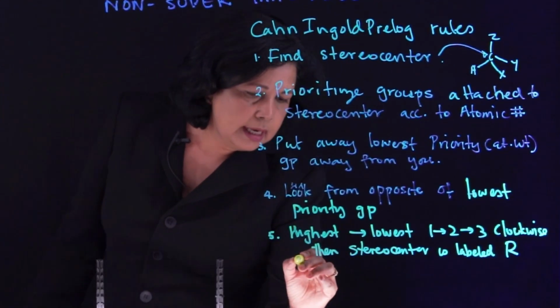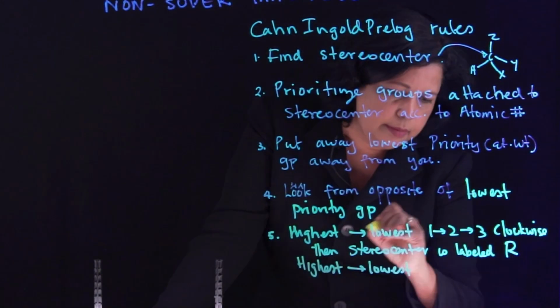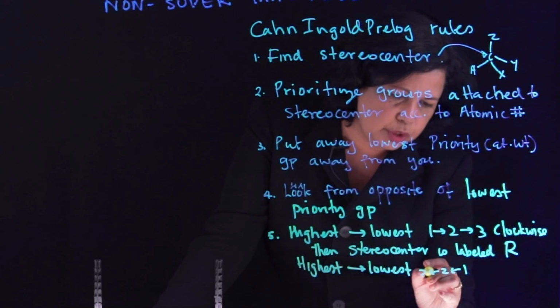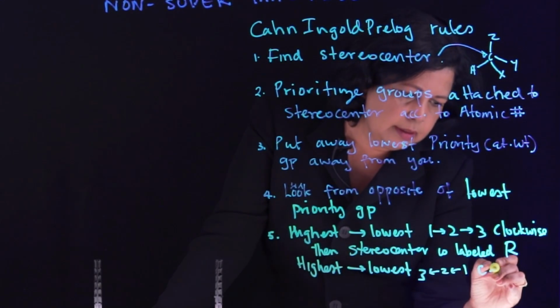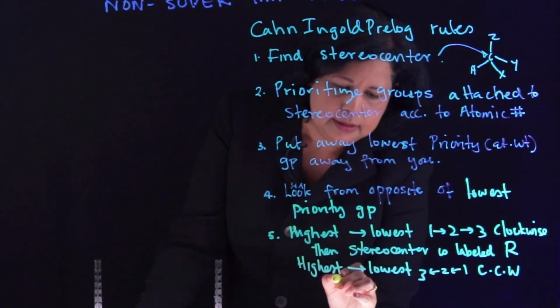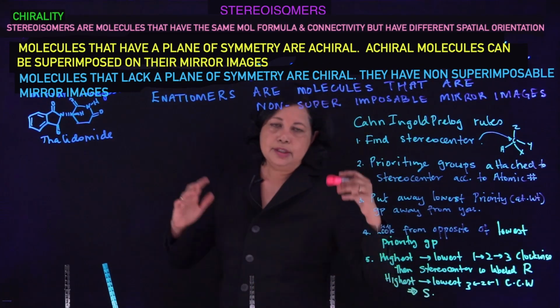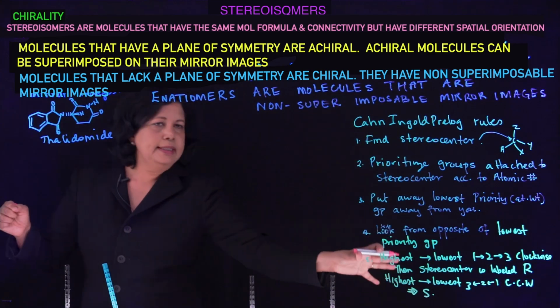Highest to lowest, counterclockwise. So that's going to be 1 to 2 to 3 in this direction, counterclockwise. Then it's labeled S. Let's do an example to kind of understand what this means.